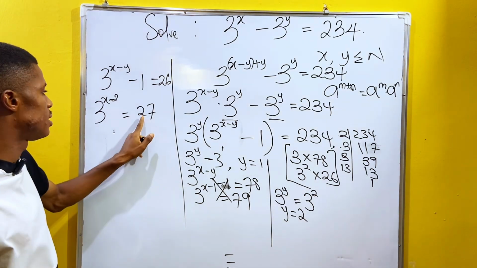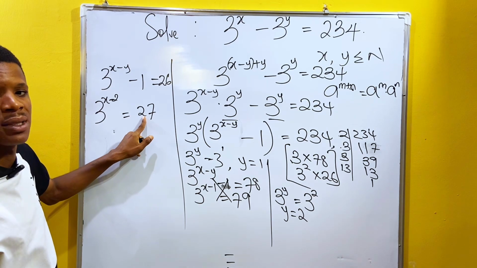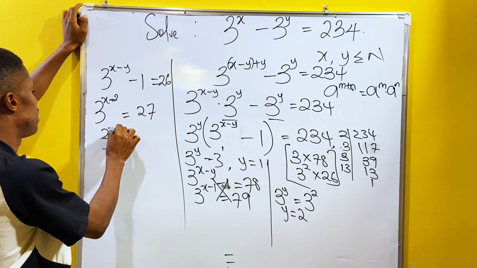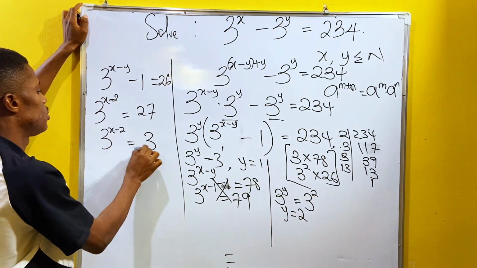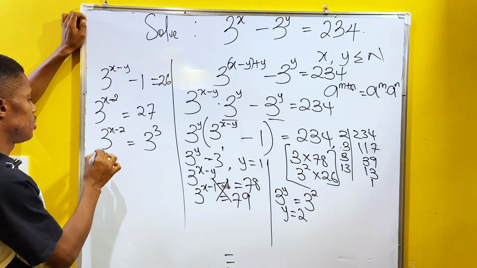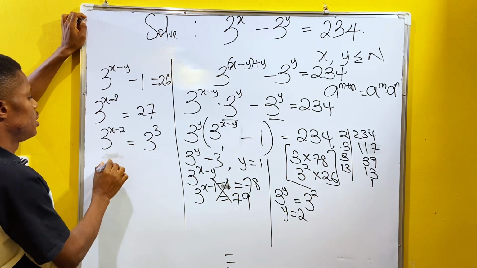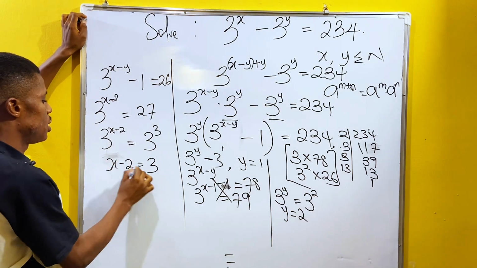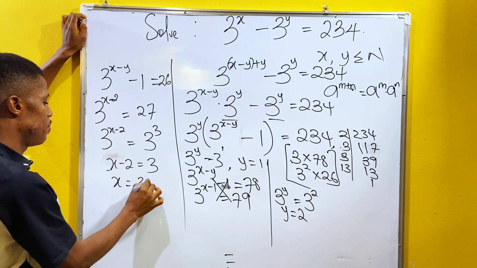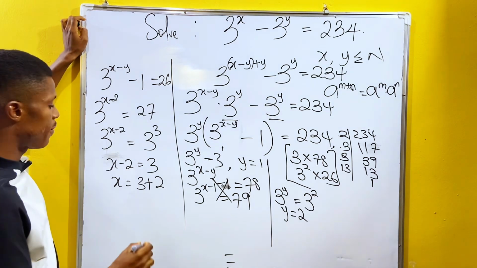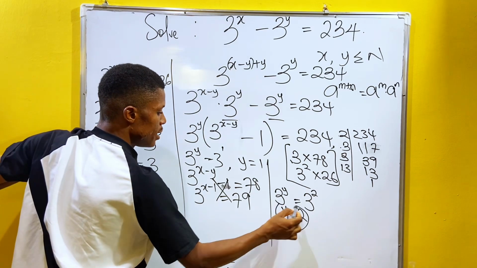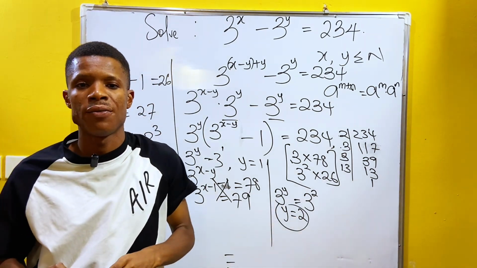Express the bases to be the same. You see that 27 can be seen as 3 times 3 is 9, times 3 is 27. So 3 to the power of x minus 2 is equal to 3 to the power of 3. Equate the powers because the bases are the same. x minus 2 is equal to 3. All you have to do is add 2 to both sides. x is equal to 3 plus 2, which is 5. So x is 5 and y is 2. So these are the solutions for x and y.